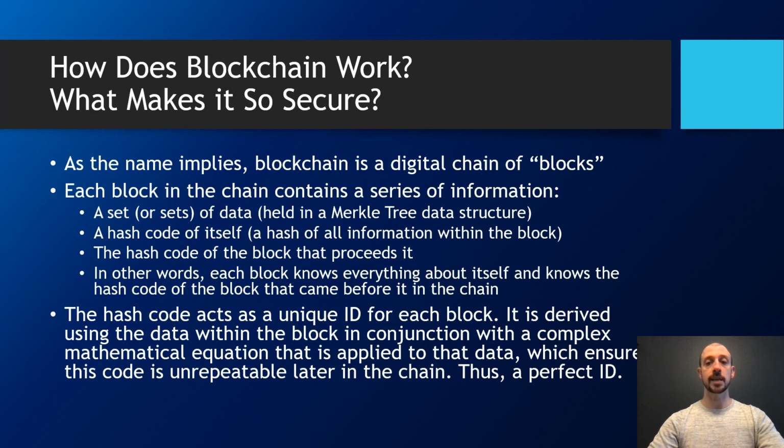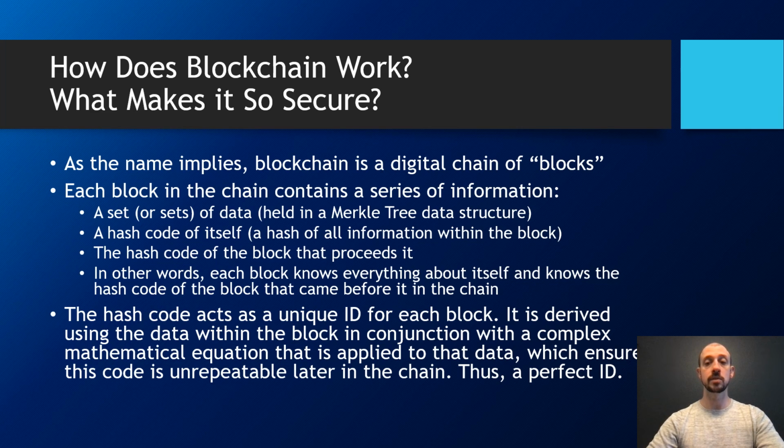Each block in a blockchain contains a set or sets of data, a hash code of that block, and also the hash code of the previous block in the chain. The hash code can be thought of as a unique identifier of the block, almost like an ID badge. The hash code is unique to each block because it is derived using complex mathematical formulas on the actual data set that is held within the block to give all of that information a single numeric value.